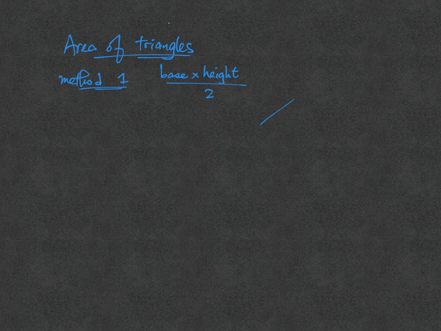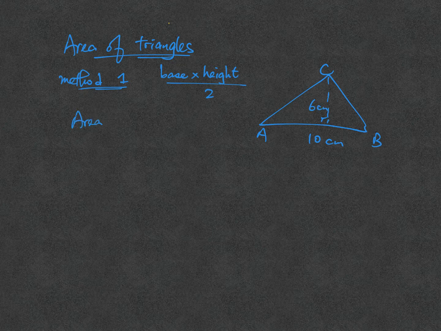So if you're given a triangle, for example, triangle ABC with base, let's say, 10 cm, and height 6 cm, the area can be found very easily by multiplying the base and height and dividing by 2, which gives you 30 cm squared. So this is one way. The triangle can be in different shapes.